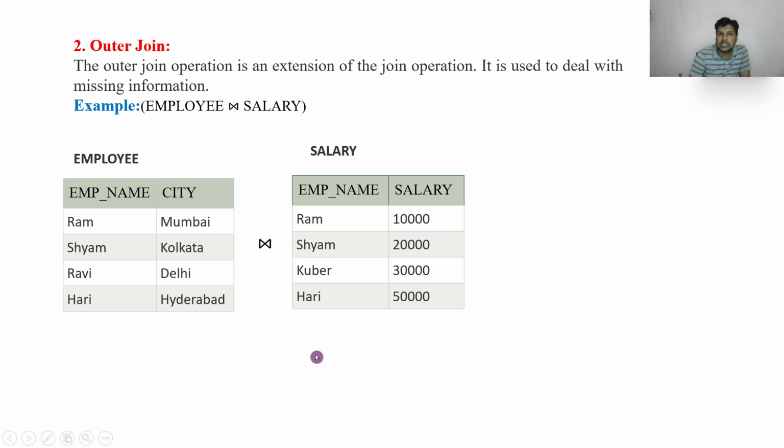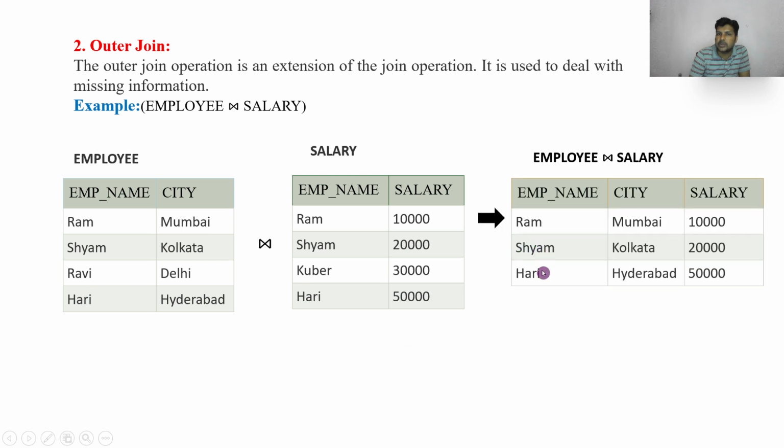So in an inner join, what happens is it will only select the rows which are matched. For example, here Ram, Sham and Hari are the same in both tables, but Ravi in the employee table and Kuber in the salary table are different. So it will eliminate Ravi and Kuber and show Ram, Sham and Hari. Only the matched ones are represented. That's what this join does. It will avoid the unmatched attributes.